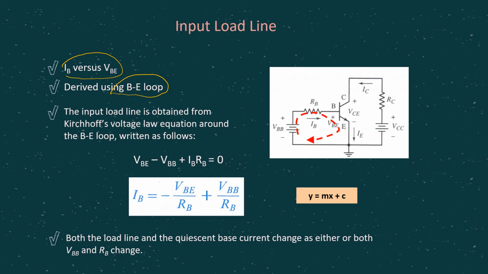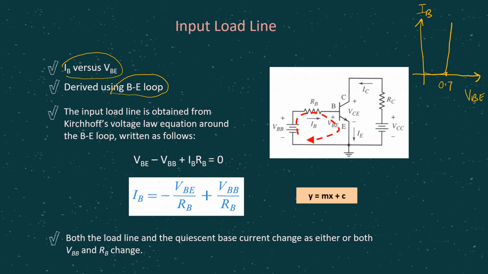If we talk about the input load line, it's actually similar to the diode, because remember at the BE junction we have a diode, one PN junction there. So the curve of IB versus VBE is just similar to the diode, where we have a curve like this, and the turn on voltage is equivalent to 0.7 volt. This is the same curve as the diode.